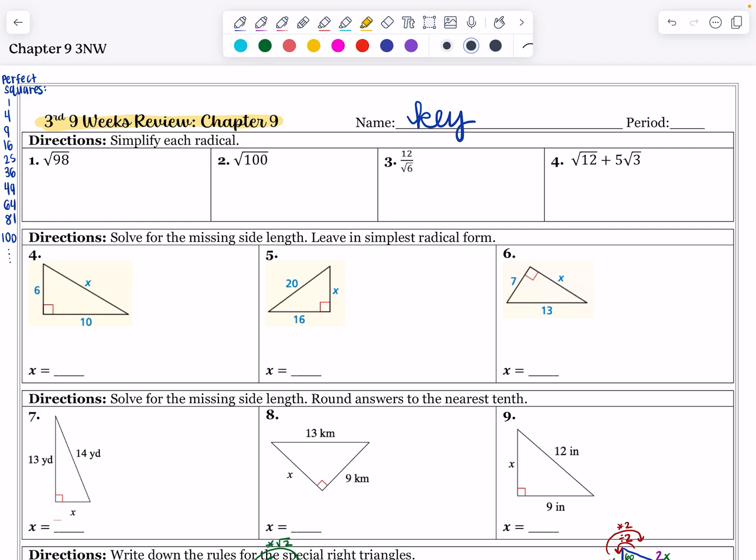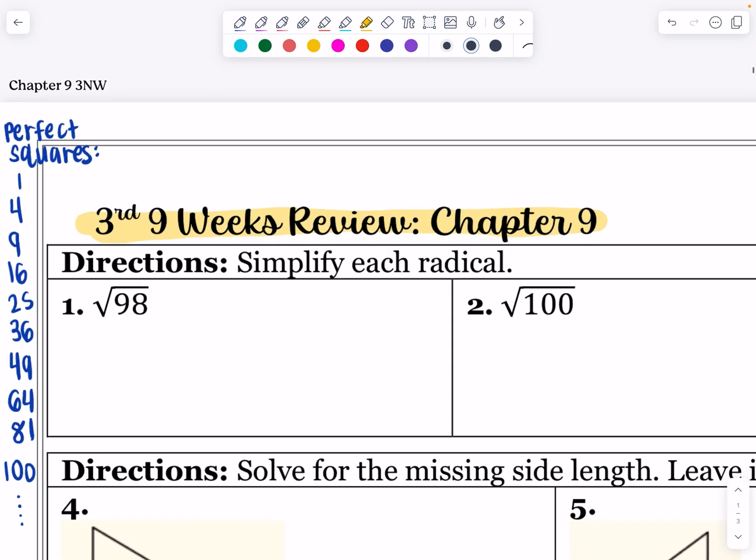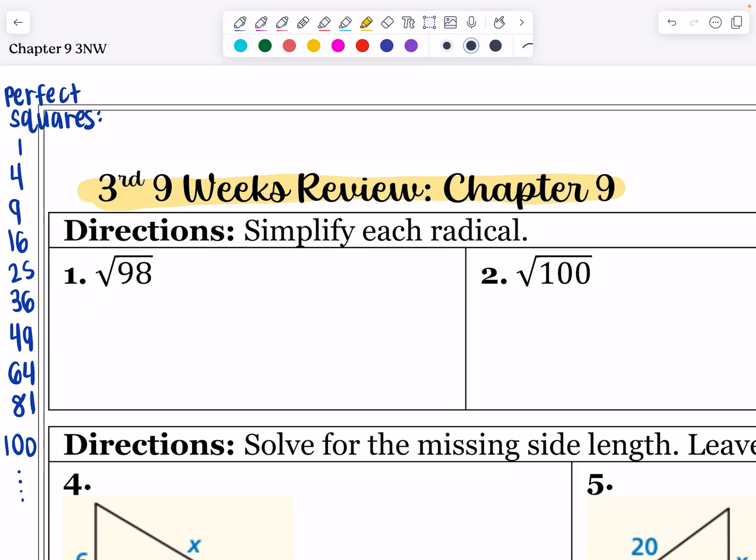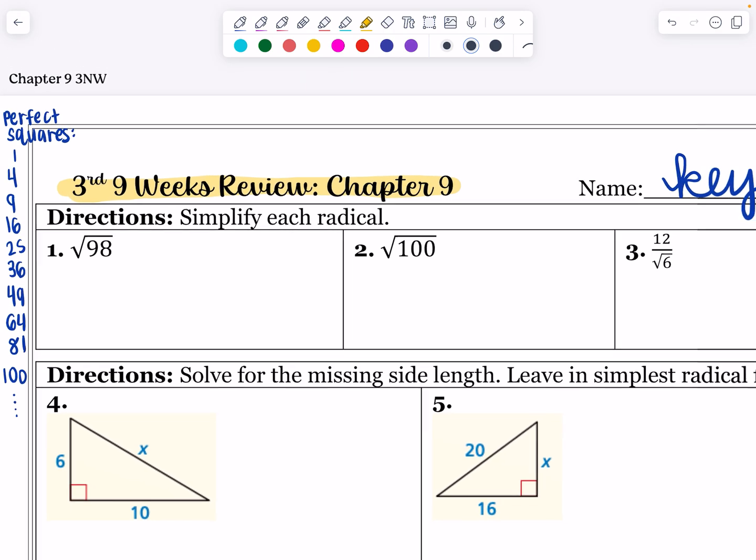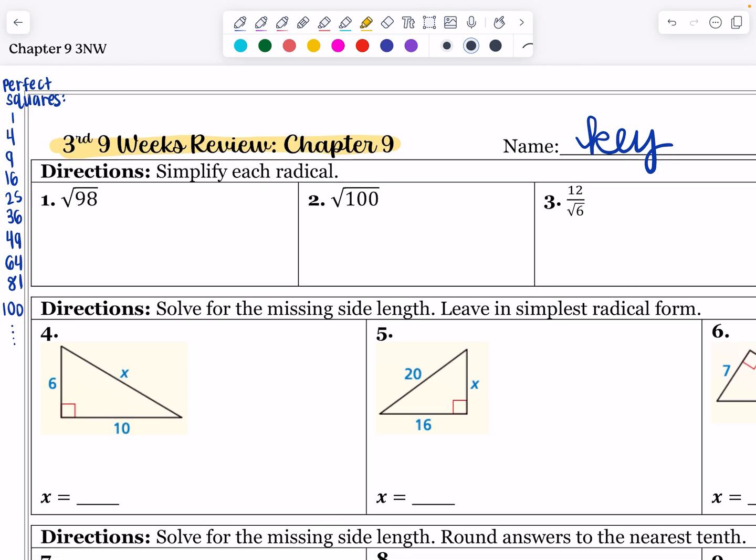The first set of directions says to simplify each radical. Another way to say that is to leave these in simplest radical form. Whenever we simplify radicals, we create our perfect squares list. We're looking for perfect square factors in order to simplify these radicals. To create this list, you can easily do 1 squared equals 1, 2 squared equals 4, 3 squared equals 9, and so on and so forth. For the third 9 weeks test, if you go up to 100, that should be totally fine.